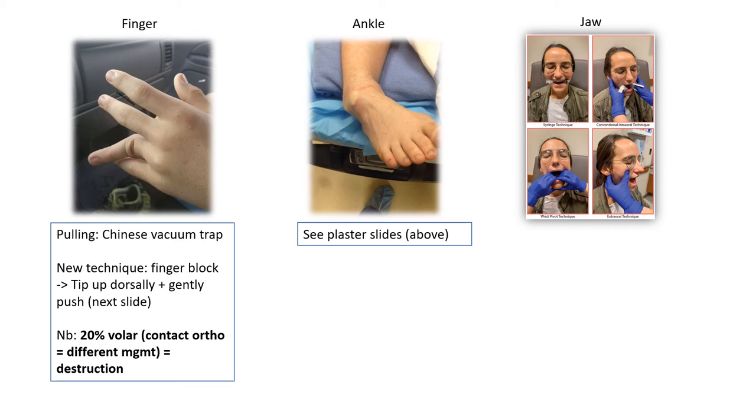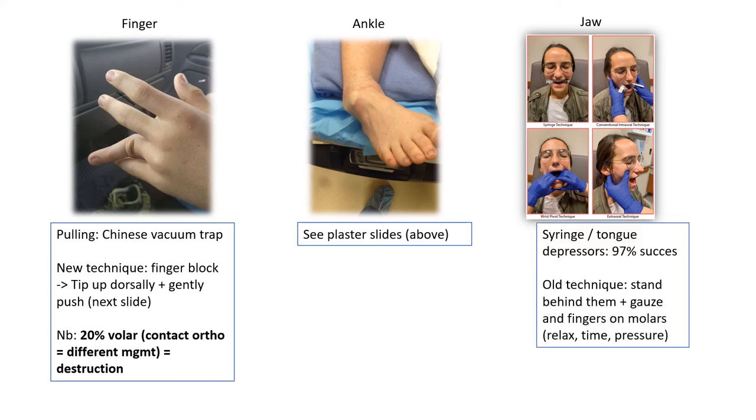Well, we used to do it like this: you stand behind the patient, you put gauze into their mouth, and then you pull down, not jerking, but a steady motion, with relaxed time and pressure, and at some point you can pull them forward, and then it goes in. But there was a study that showed that if you just put a syringe into their mouth, then that will reduce the problem 97% of the time, and it's much less problematic for the patient.